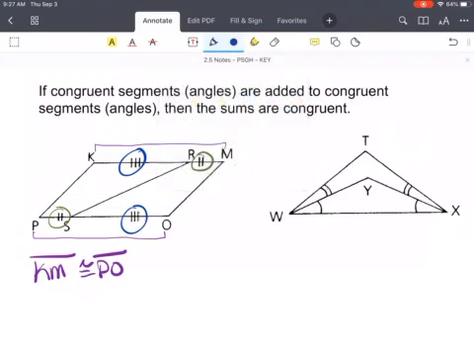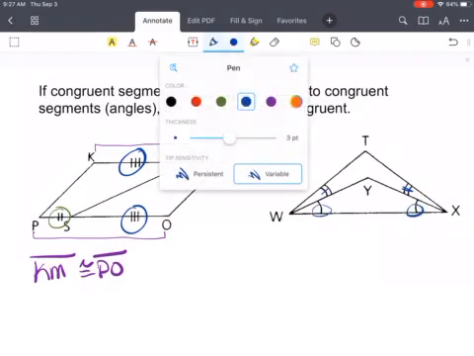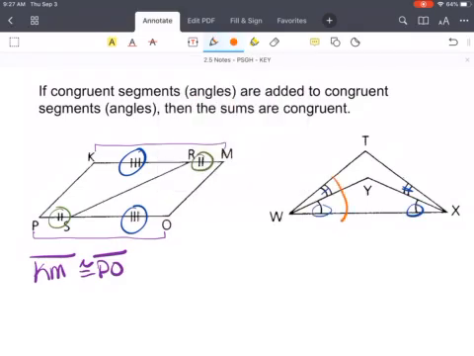Same thing with angles. Angles marked congruent. Angles marked congruent. So when I combine those congruent pairs of angles, I'm going to get bigger congruent angles. Angle TWX is congruent to angle TXW.